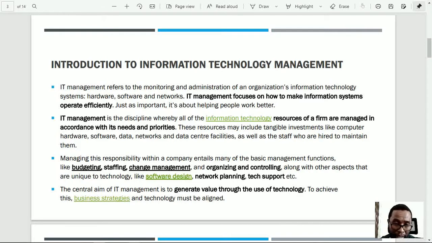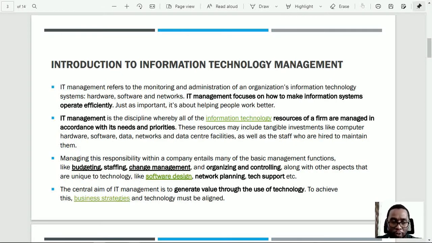Now, IT management is the discipline whereby all information technology resources of a firm are managed in accordance with its needs and priorities. So in an organization, there are various needs and priorities, and IT management would ensure that those are followed, and these resources would be tangible or even beyond tangible, and that's why we would want to talk about hardware, software, data, network, data centers, staff, and all the people who are hired to maintain this technology or these systems.